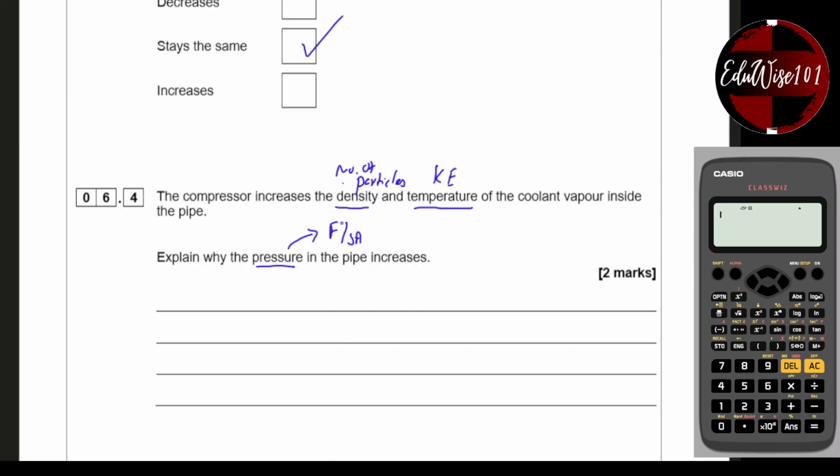So how does the force increase? Well, if you increase the kinetic energy, then you're actually increasing the force with which the particles will collide. If you increase the density, then the number of particles hitting the walls of the pipe also increases, because the number of collisions then increases. So how do you put all of this as an answer?